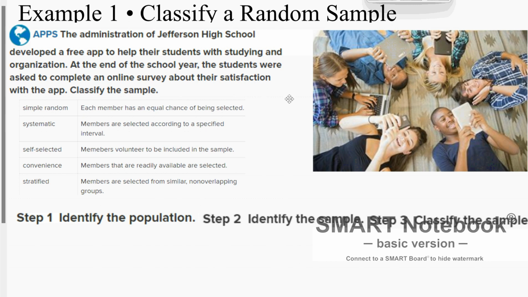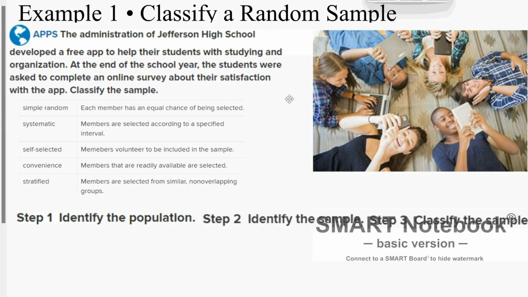A simple random sample is one where each member has an equal chance of being selected. Systematic means members are selected according to a specific interval, like every third person, or every other person. So there's some kind of order to it. Self-selected means members volunteer in order to be included in the sample. They choose to take part in the sample.